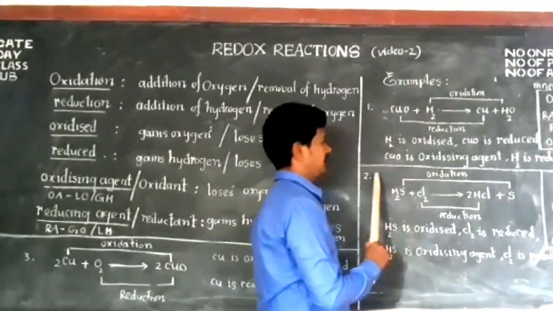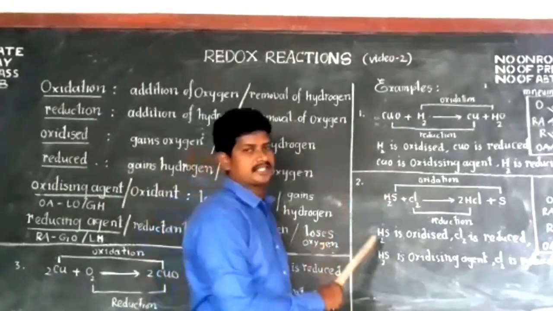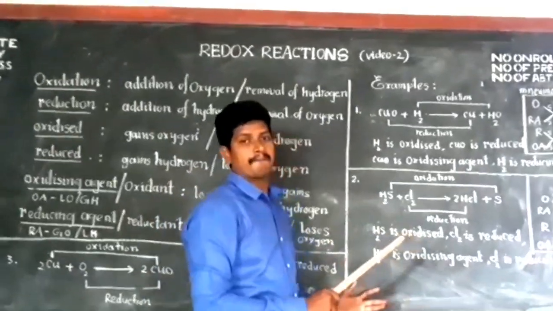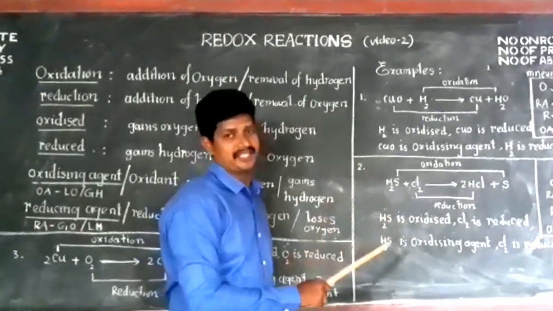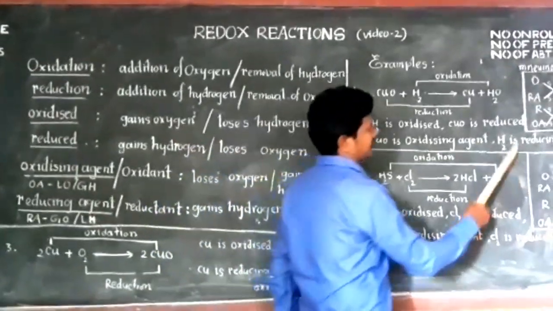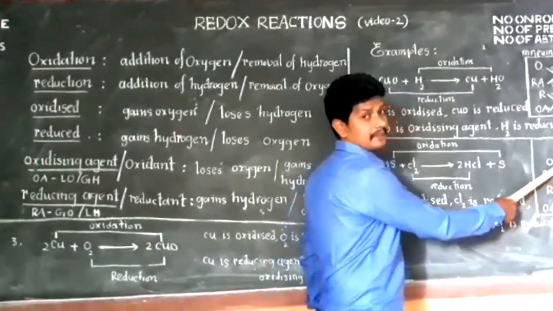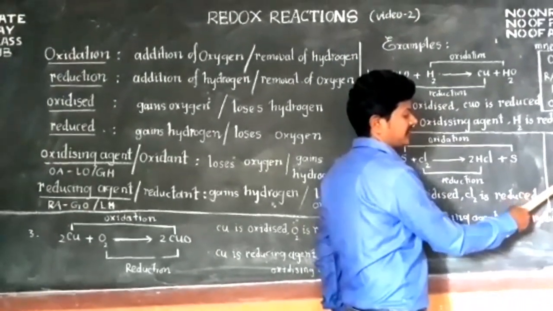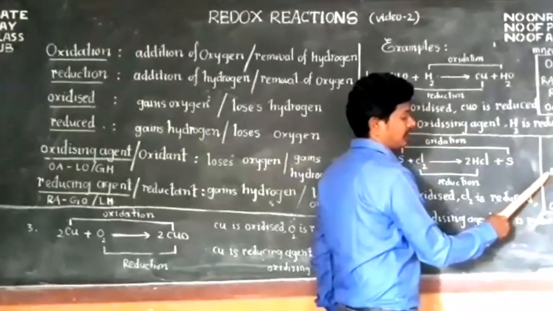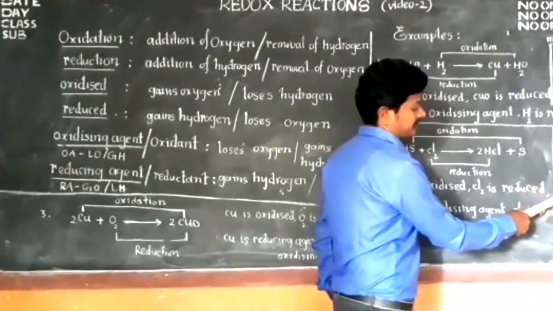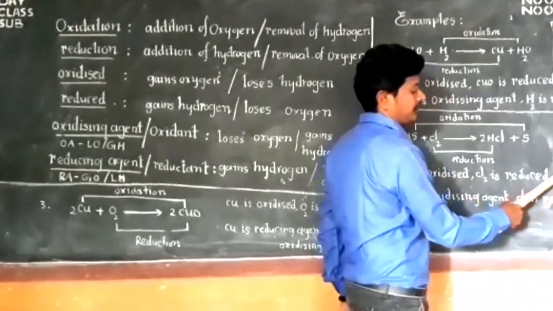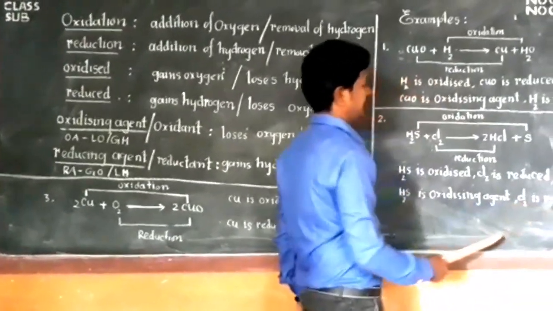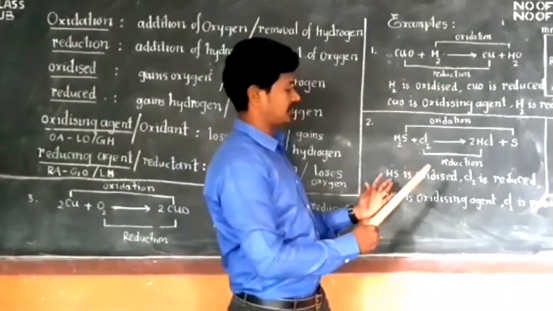Now move on to the second redox reaction. In this reaction, oxidation and reduction are explained in terms of hydrogen. Let us see the mnemonics once again. A substance which loses hydrogen is said to be oxidized. Another definition: a substance which loses hydrogen is said to be reducing agent. Next, a substance which gains hydrogen is said to be reduced. A substance which gains hydrogen is also said to be oxidizing agent.